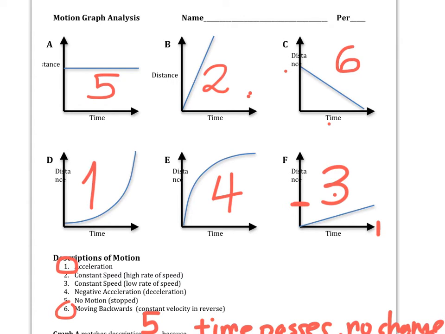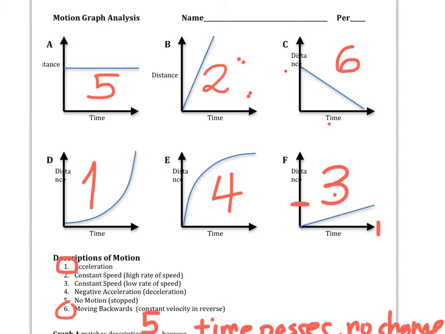Number 5, there's no motion because the distance does not change as time passes. For letter B, the difference between B and F, they're both constant speed, but in letter B, there's more distance covered in a shorter amount of time. So the speed is greater for letter B than for letter F.